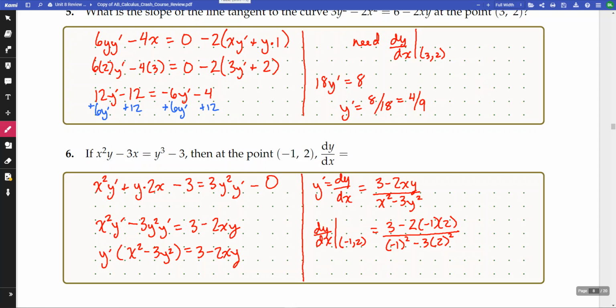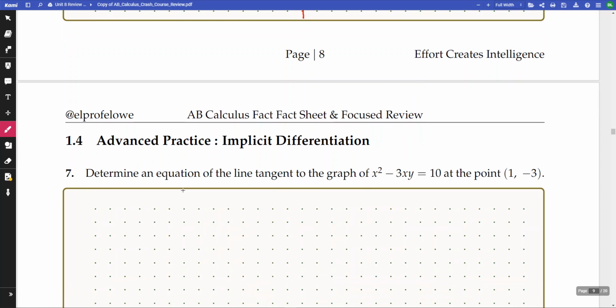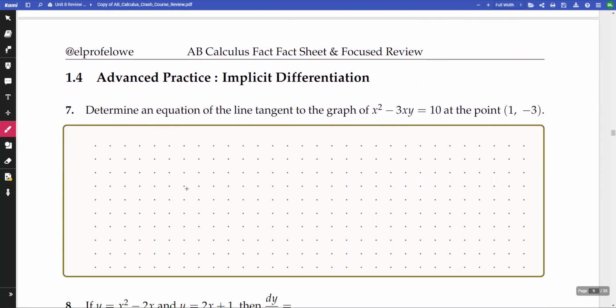Okay, in our last video, we went through 4 examples doing implicit differentiation. Let's go ahead and do a little bit more advanced practice with this implicit differentiation. So let's say I want to determine an equation of the line tangent to the graph at the point (1, -3). So I know if I need a tangent line, I'm going to need a point, and that's already provided to me, (1, -3). But I'm also going to need a slope, and that slope is going to come from my derivative, dy/dx, at that point (1, -3).